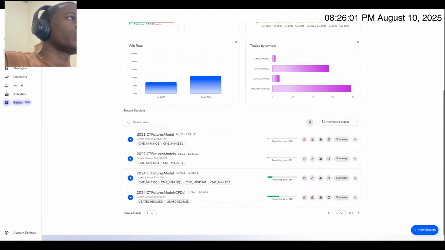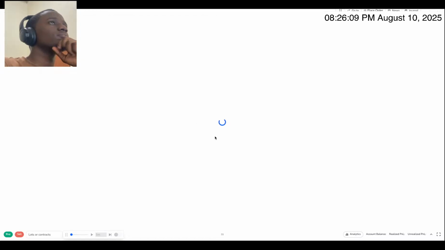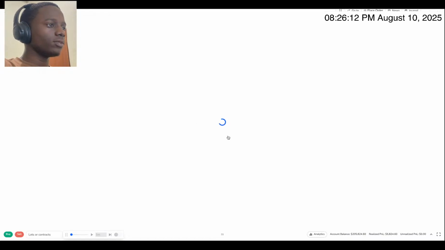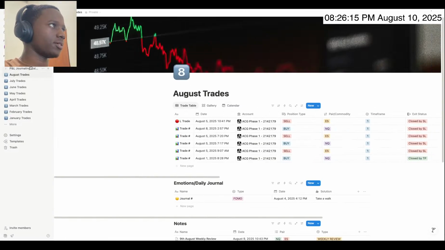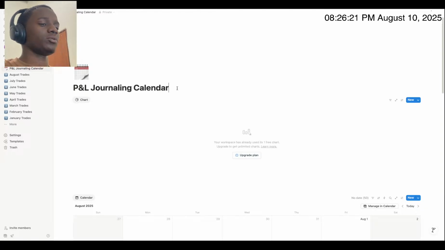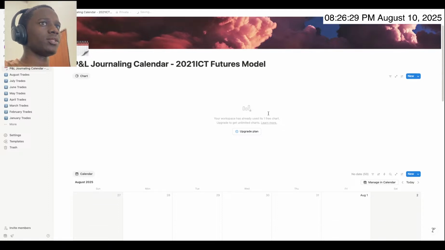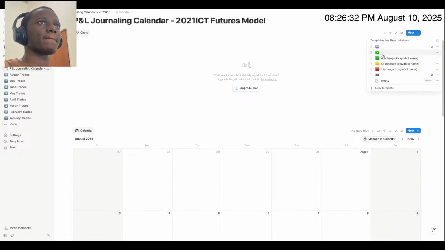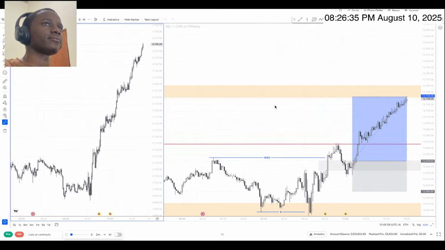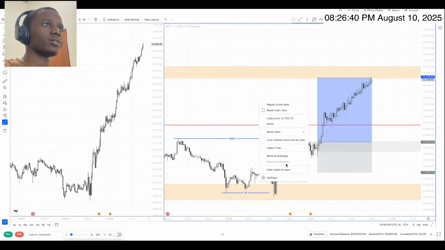So yesterday I was doing this 2021 ICT features model. I was doing great actually. And I think I'm going to be journaling using this P&L journaling calendar. I'm thinking of splitting it into, for example, this 2021 ICT features model that I want to test. Let's see. So this was from yesterday. Very nice notes.